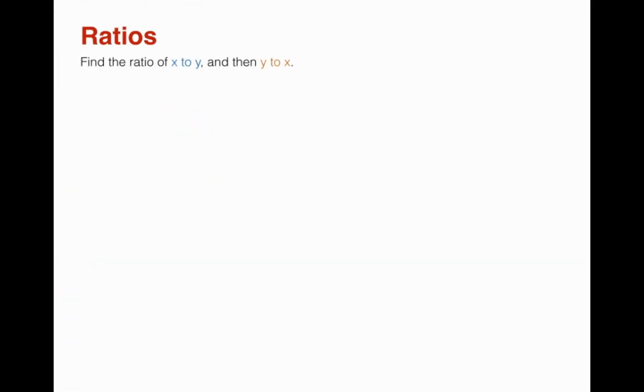Now, some students are still confused about ratios. Find the ratio of x to y and then y to x. Well, in the first one, x comes before y. We read it as x to y. That means that x is the numerator and y is the denominator. In the second one, y comes before x when we read y to x. That means that y is in the numerator and x is in the denominator.